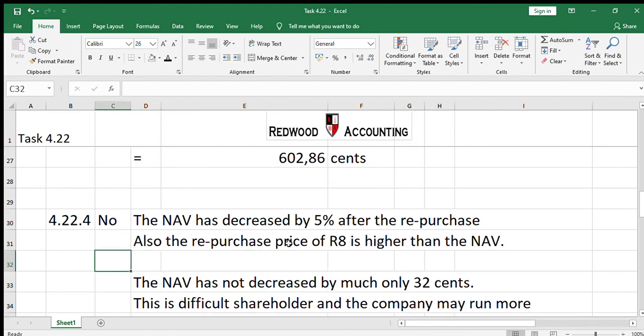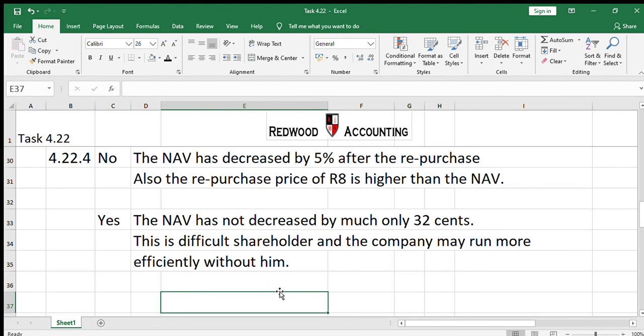Or else you could also say yes. Either way, as long as you justify your answer. The net asset value has not decreased by much, only 32 cents. This is a difficult shareholder. The company may run more efficiently without him. So as long as you justify your answer, you can go with it. But you must justify it and you must bring in figures from the question or from your answer, or both actually would be better.